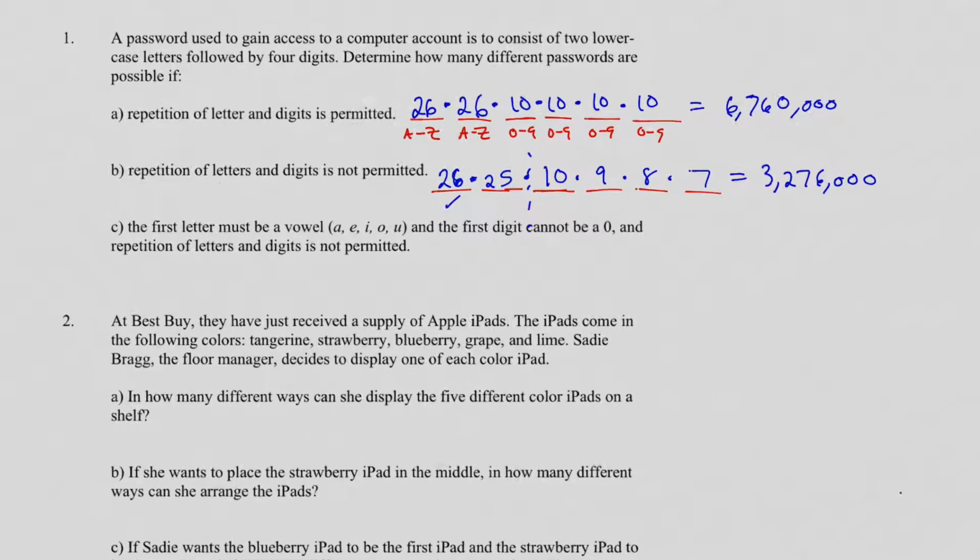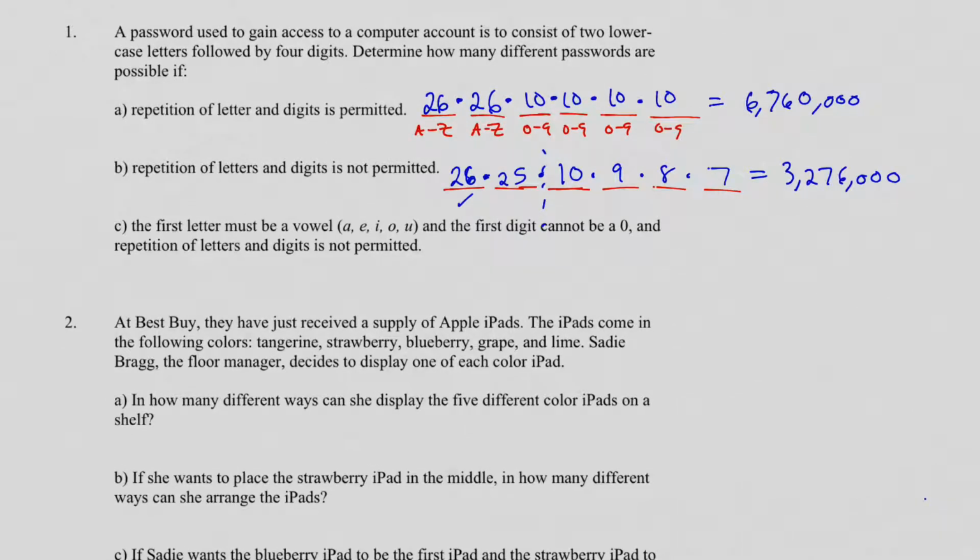All right, let's take a look at the third scenario. So this time, there's more restrictions. 1, 2, 3, 4, 5, 6. The first restriction is that the first one has to be a vowel. So there's A-E-I-O-U, that's 5. 5 options there.